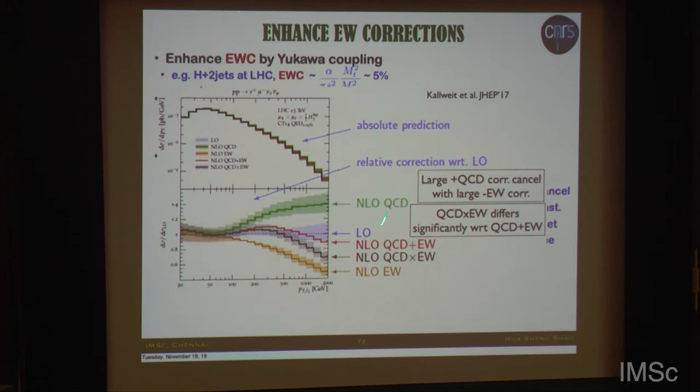How do you combine the QCD corrections and electroweak corrections? We use the multiplicative way, a K factor, or the additive way, because you have two big corrections, and this will give a significant difference depending on how you combine them, right? Unless you go to higher order, then you will find which one is the best way to capture higher-order corrections. So there are both large positive QCD corrections and large negative electroweak corrections, and QCD times electroweak differs quite significantly from QCD plus electroweak.